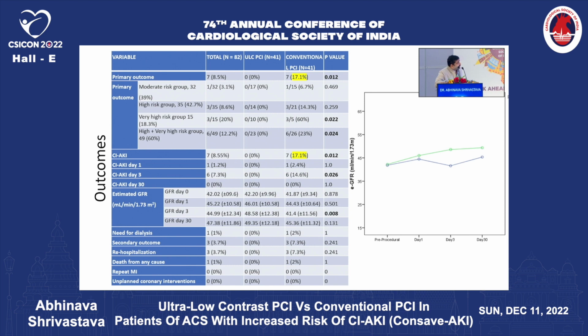We saw that there was a significantly higher primary outcome of contrast-induced AKI in the conventional PCI group at 17.1%. We also followed the GFR throughout the study follow-up, and we saw that although the GFR of all the patients rose from the pre-procedural GFR estimation to the 30-day follow-up, there was a certain dip in the GFR on day 3 in the conventional PCI group compared to the ultra-low contrast PCI group. There was no significant difference in the secondary safety outcomes.